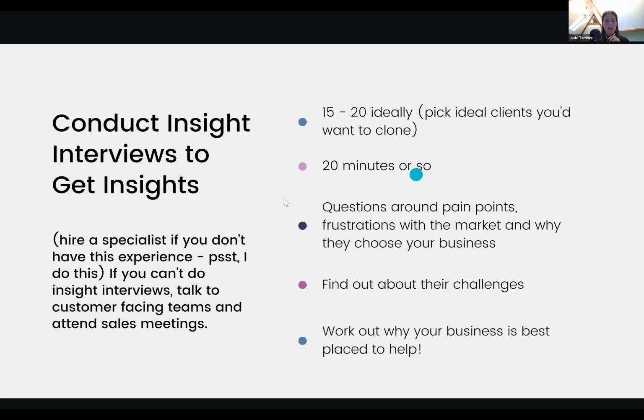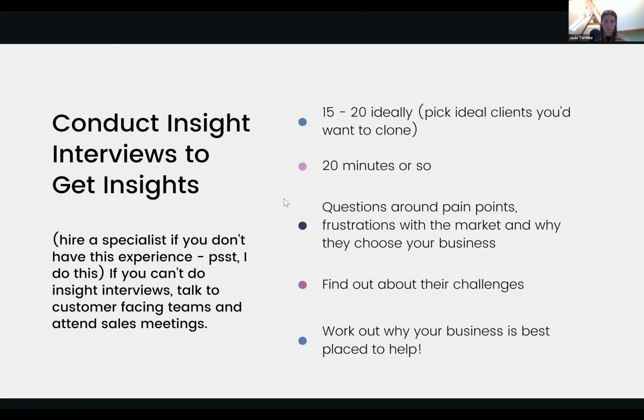So maybe you want to have like 15 to 20 interviews conducted. Pick ideal clients, not just anyone. They're going to last about 20 minutes and the questions will be around pain points, frustrations with the market and why they chose you. So for example, you could say, tell us what frustrates you about companies within our sector. Tell me about a bad experience you've had in the past working with a company like ours. How do you define a great service with a company like ours? Why did you choose us? Why do you like working with us?